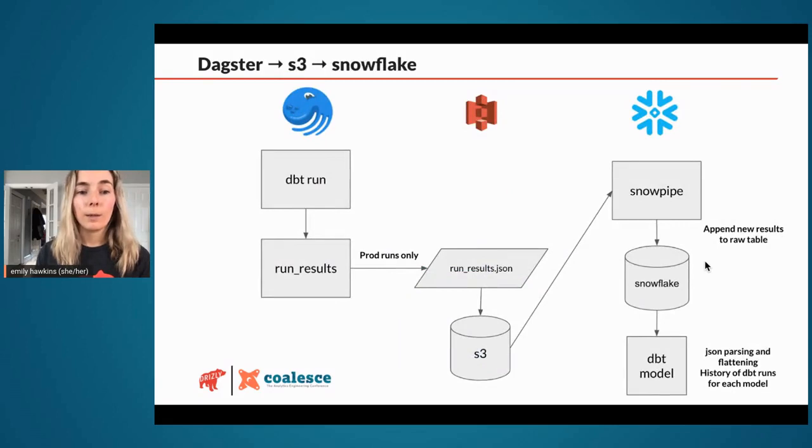Once our DBT run finishes, the run results step can kick off. During production runs, it will upload that run results JSON file into S3, which then triggers our Snowpipe to append the new results into the raw table in Snowflake. And with Snowflake's really great functionality with JSON and semi-structured data, we can save all of the parsing and flattening for our DBT model. So then we have a really nice history of our DBT runs for each model for each day.